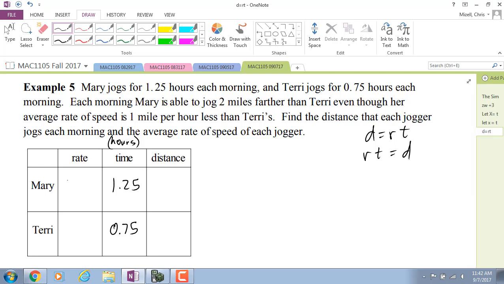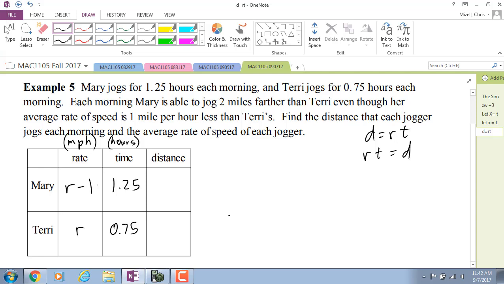Would you like it to be Mary's rate or Terry's rate? Terry's rate? Let's see what that would mean for us then. Terry's rate, okay. So Mary's would be R minus 1. Mary's average rate of speed is 1 mile per hour less than Terry's. So if we're talking miles per hour here, if Terry's rate is R, then Mary's rate is 1 mile per hour less. There we go. So that's the relationship between their rates.